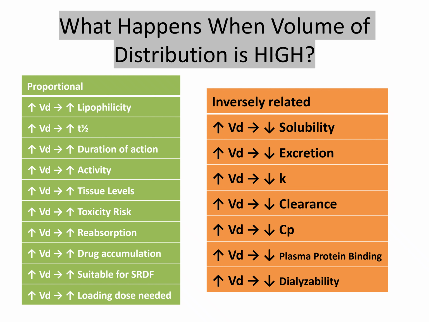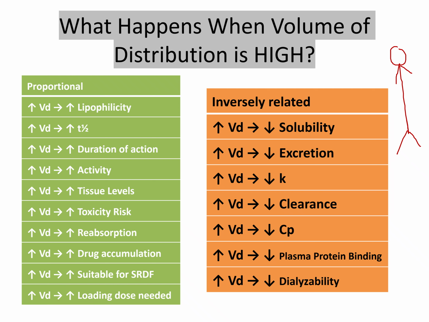So high volume of distribution means what? It will be distributed throughout the different tissues of the organs, so they will just remain in the body. Okay, so their half-life would increase. Then duration of action will ultimately increase because they are distributed. Their biological activity would increase. Okay, their tissue level will increase. Tissue level means concentration of the drug in tissue.